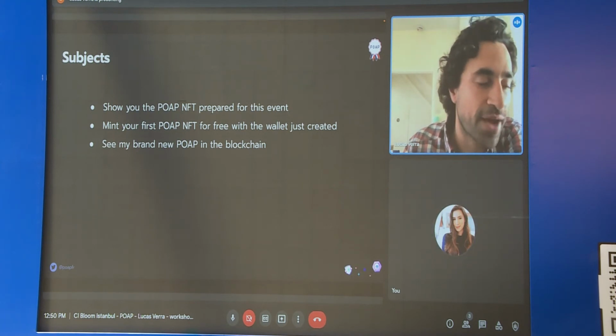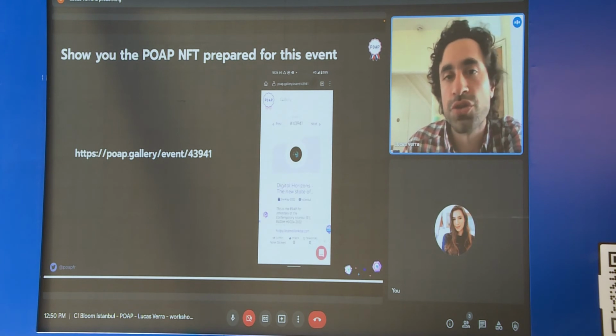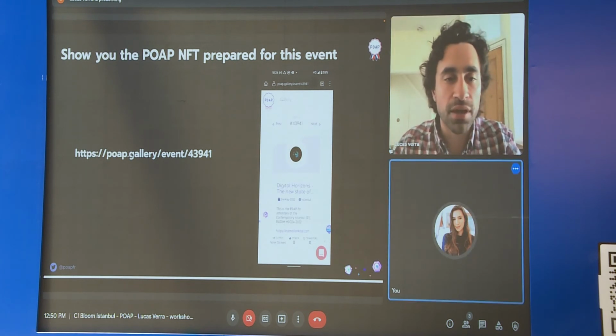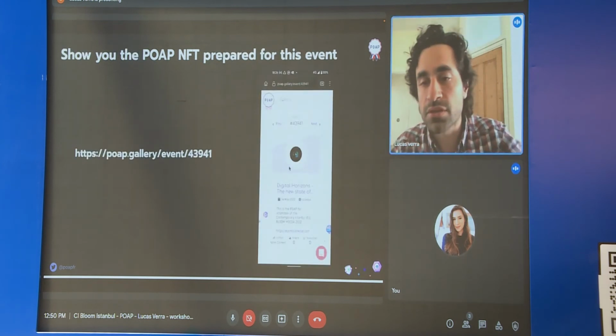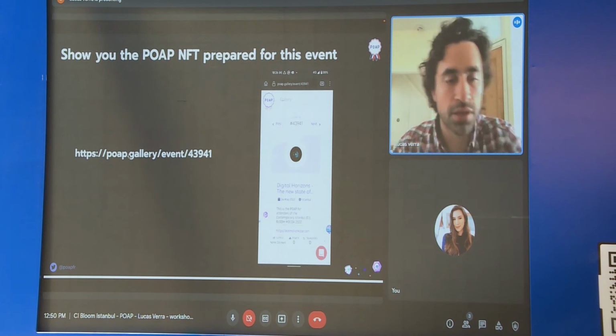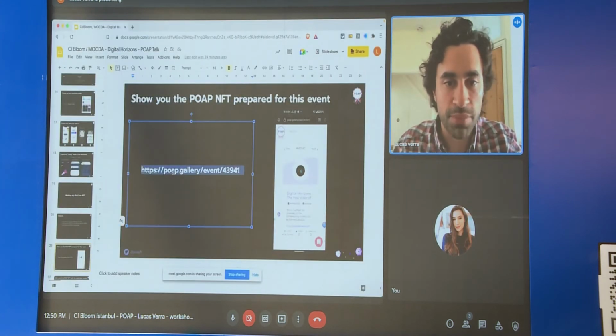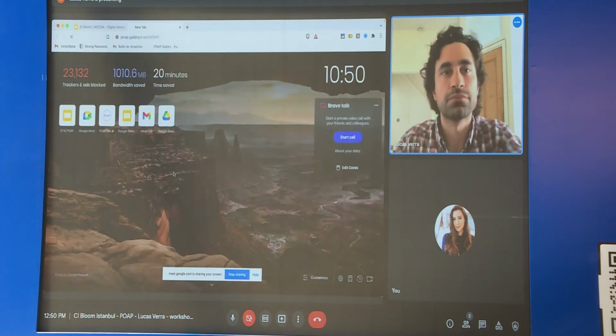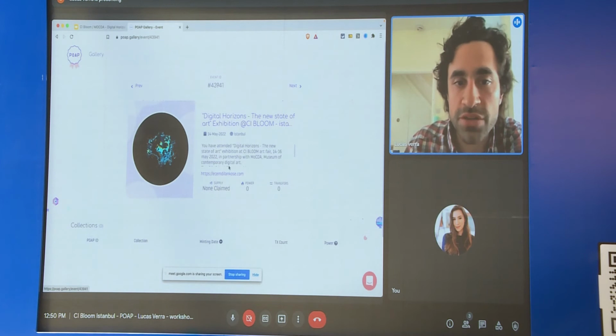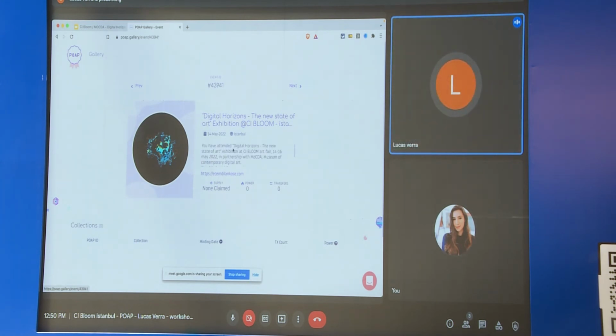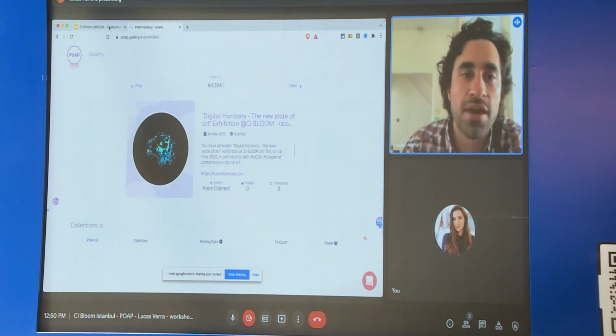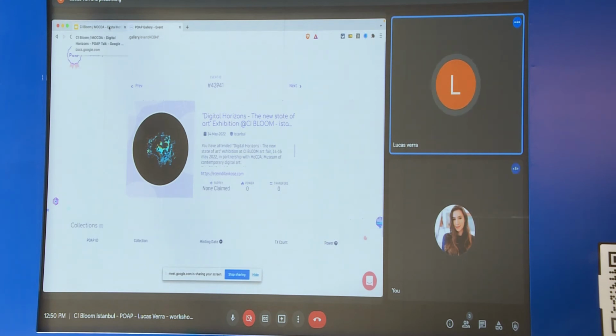Okay, we'll do this part a bit fast. Just so you know, you will be minting something that looks like this, and I want to show you how it looks before you have it. As you can see, a POAP has a circular shape. The digital token we said before has a title and a description. The description says that you have attended Digital Horizon, the new startup exhibition. Basically, it says that you've been here tonight at the event. So prepare to claim your first POAP.